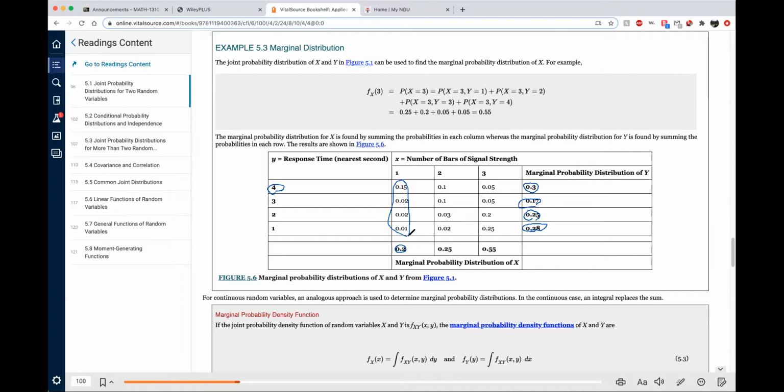Okay, then that's going to be the marginal PMF of x equals 1. So 0.25 and 0.55 are the marginal PMF of x equals 2 and 3. Okay, now we see that. So, the marginal PMF of x.